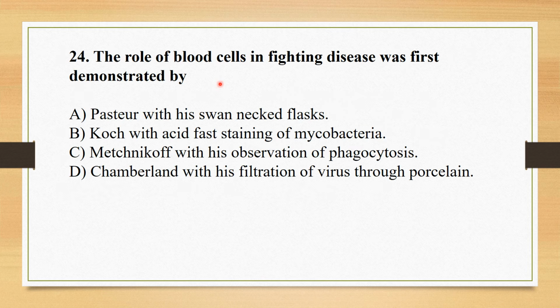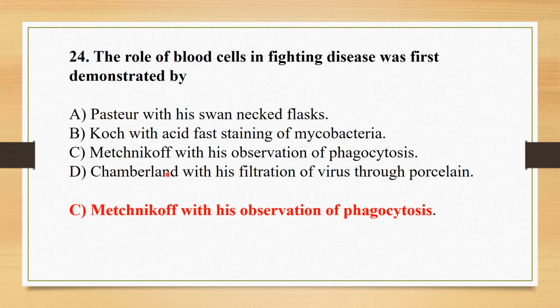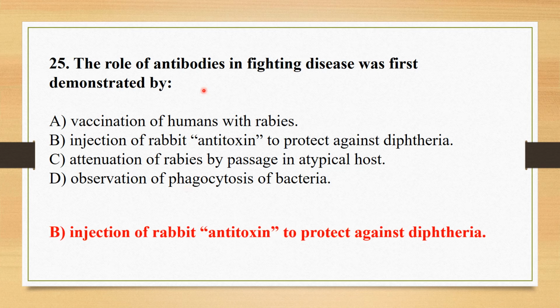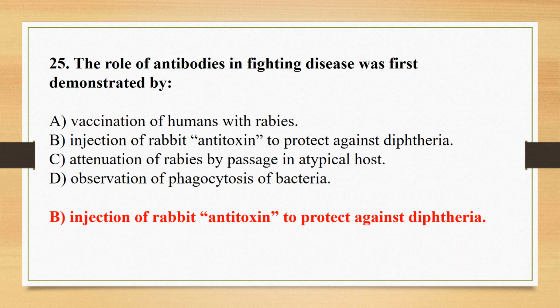The role of blood cells in fighting disease was first demonstrated by Metchnikoff with his observation of phagocytosis. The role of antibodies in fighting disease was first demonstrated by injection of rabbit antitoxin to protect against diphtheria.